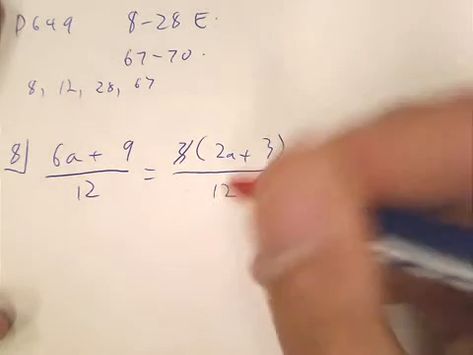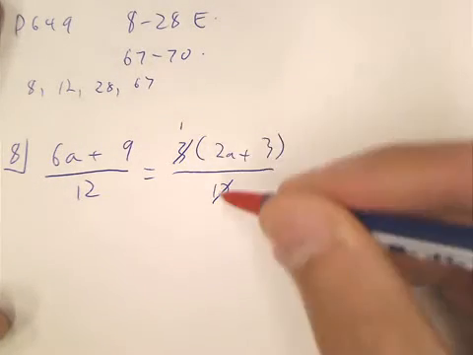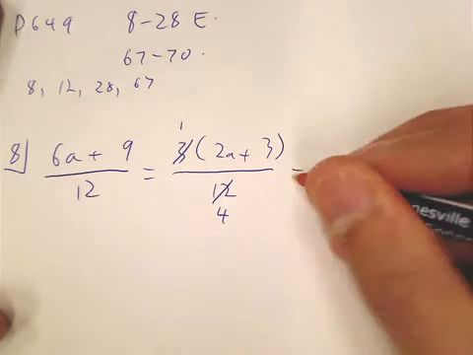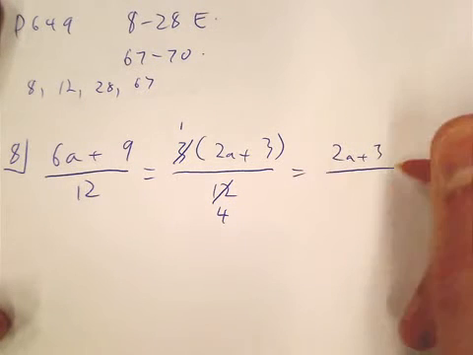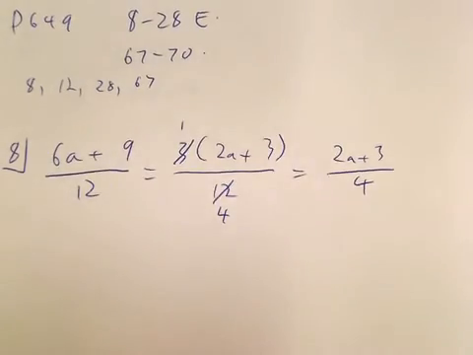You can factor a 3 out of both of those. 3 goes into 3 once. 3 goes into 12 4 times. And the last step, write out your answer, 2a plus 3 over 4. And that was on the easier end. I'll, of course, pick out ones that are a little trickier as well. So let's do number 12 next.